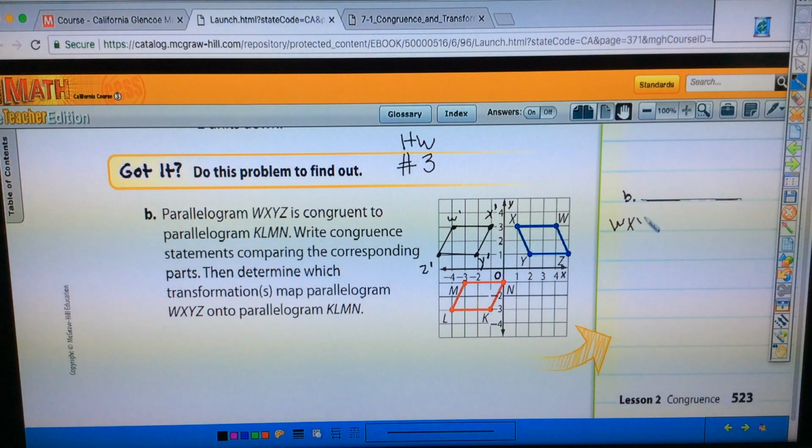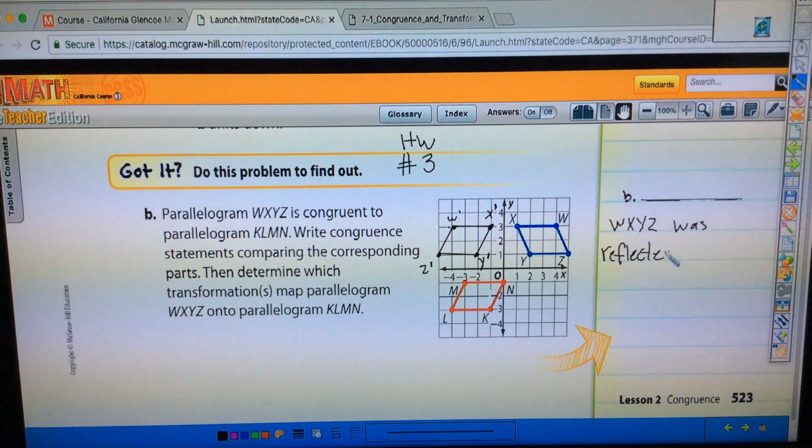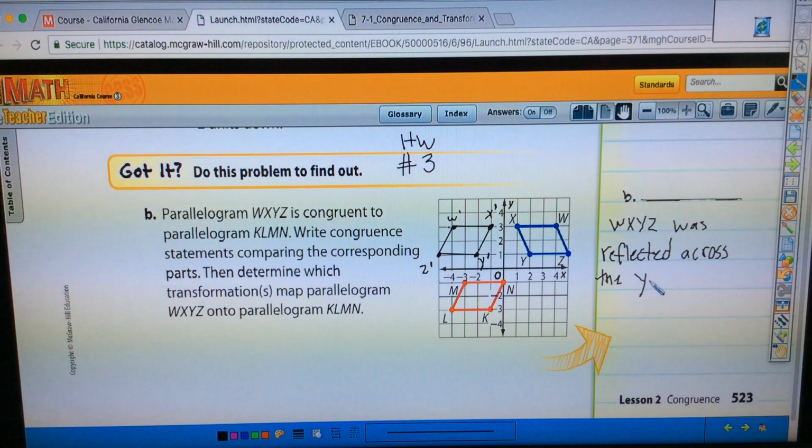So I'm going to say W, X, Y, Z was reflected. Oh, that's really messy. For some reason, my handwriting has gotten messier since I've been home. Let's just start over, shall we? Was reflected across which axis? The x-axis or the y-axis? It was reflected across the y-axis.